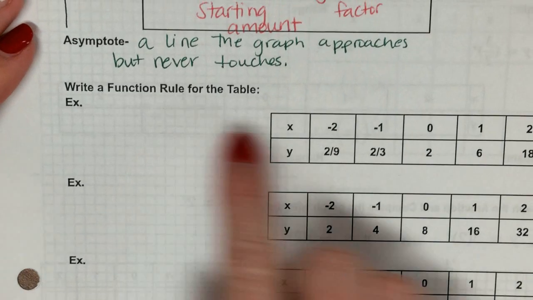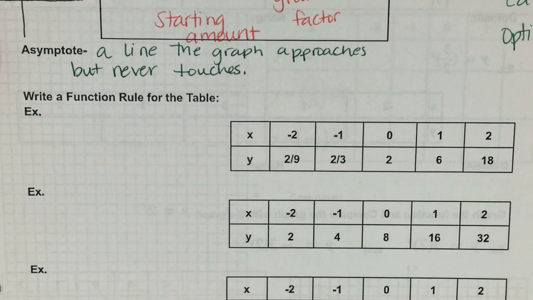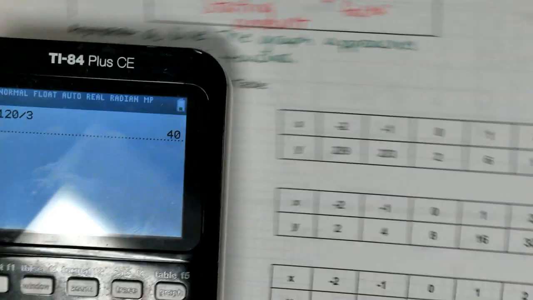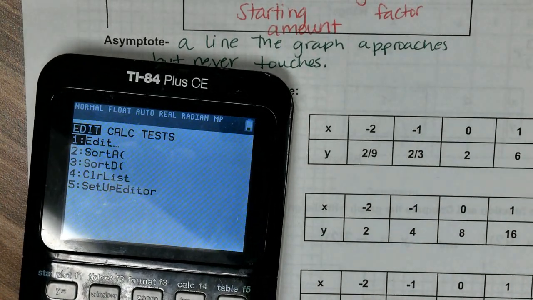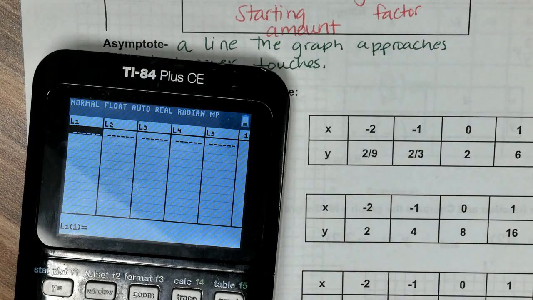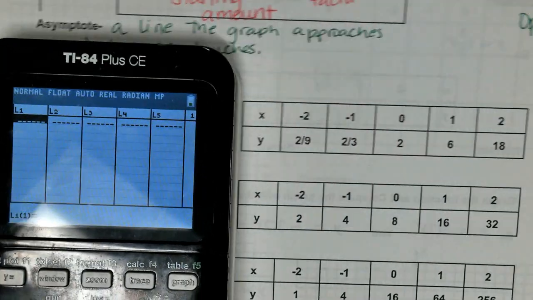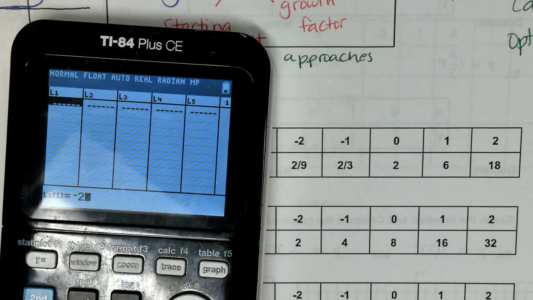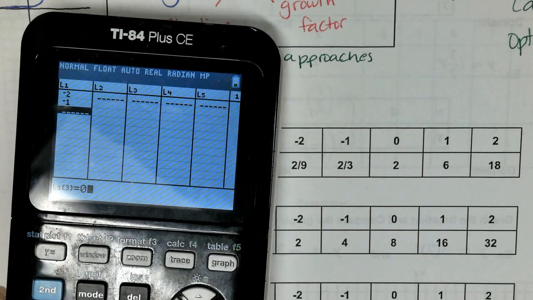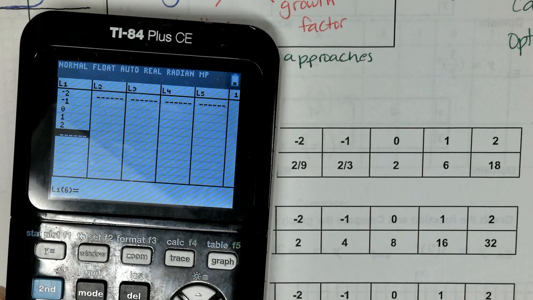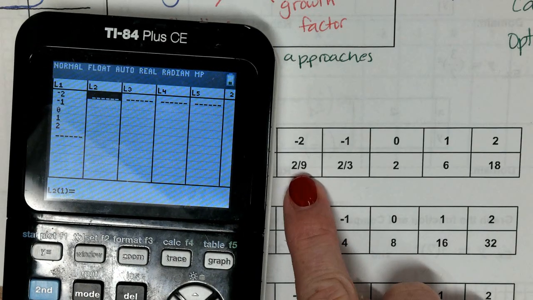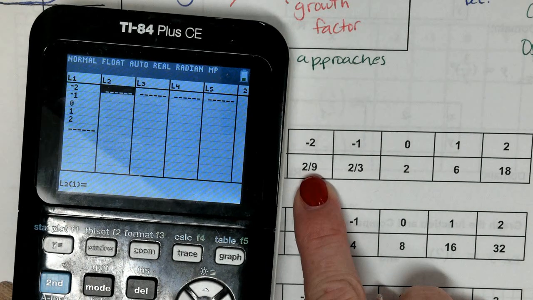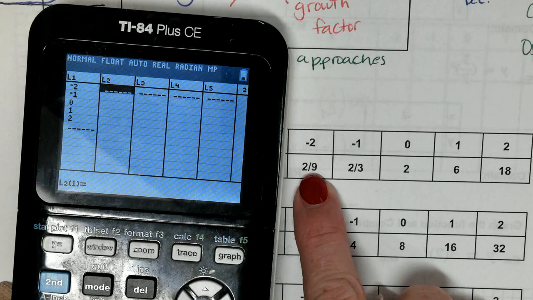Okay, so here we go. We're going to write a function rule for this table. So where am I going to go in my calculator to do this? Stat. So you're going to go to Stat, Edit. And then you're going to put in your x's in L1 just like you would for linear functions. So -2, -1, 0, 1, and 2. And then y'all know that to put the 2/9ths in, you can either use alpha y equals or just do 2 divided by 9.